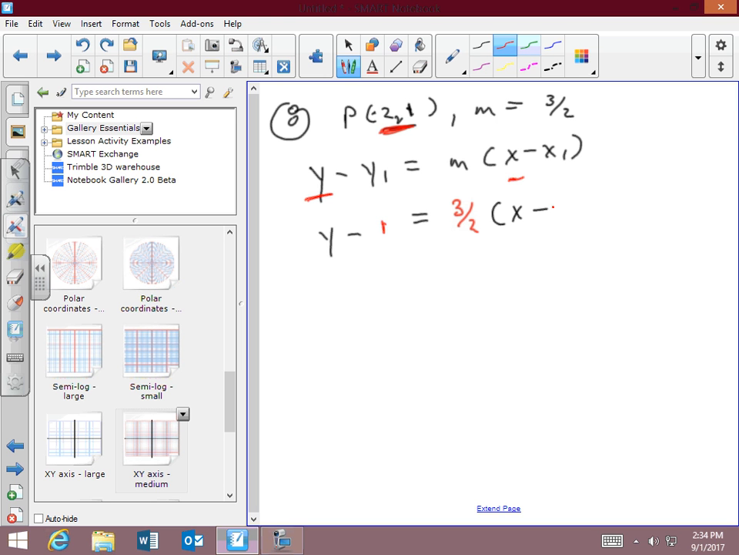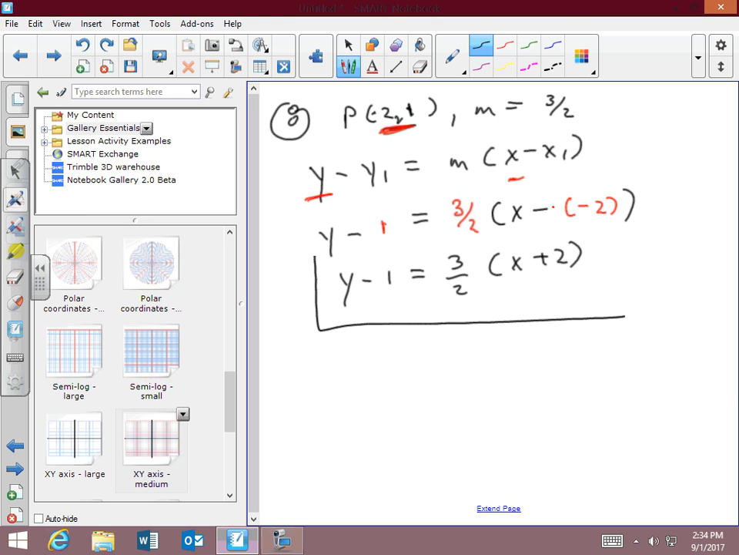Then insert the -2. Be sure you put that bracket, that -2, because it's going to be minus and minus. Then you should at least get it to this point. That would be the minimum. Now, what you should learn how to do, because you're going to have to put in your calculator, is to be able to go on and get it to slope-intercept form.